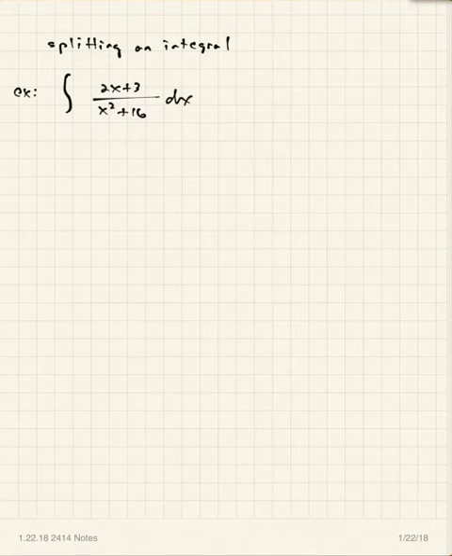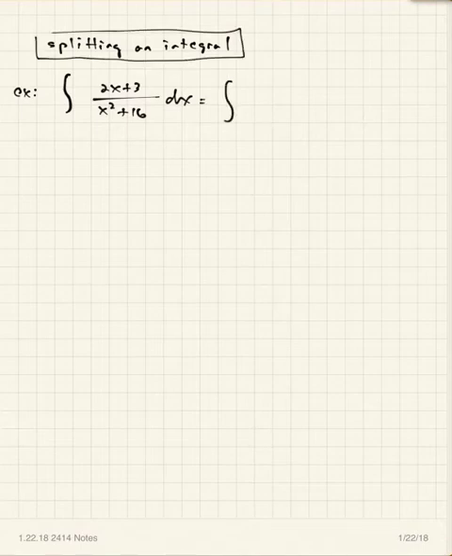Now, this is a rational expression, and so you certainly should look and see if it's du over u, but it's not exactly du over u, is it? Because if u is x squared plus 16, du would be 2x, but I've got a 2x plus 3 in the numerator. And so that should give you a hint as to what to do. You do have that 2x up there.